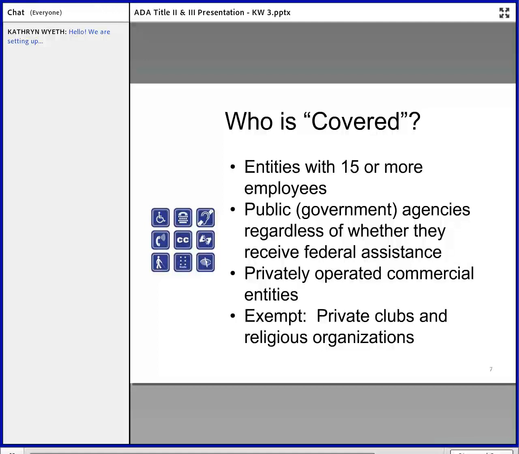And then again, private operated commercial entities. And so those are your hospitals, or your restaurants, your hotels, your theaters, golf courses. And then, of course, we're starting to get into, not starting, but e-commerce, right? The idea of making sure platforms are accessible to people with disabilities, whether it's a visual impairment or maybe a cognitive impairment. And then those that are exempt are private clubs and religious organizations. And there are some exceptions to that.